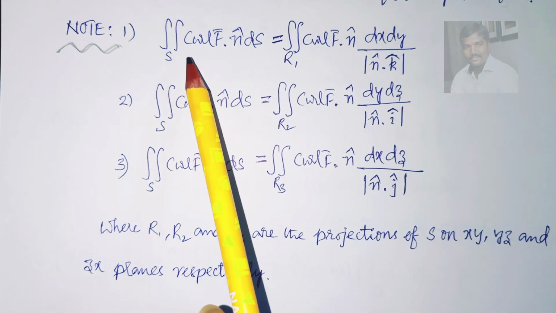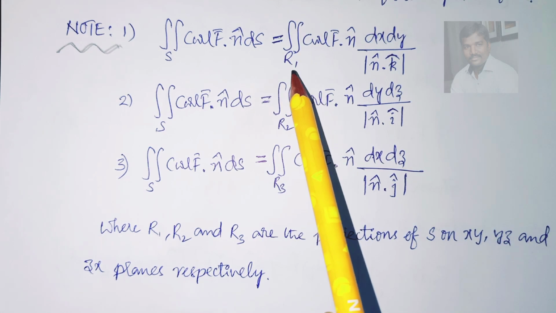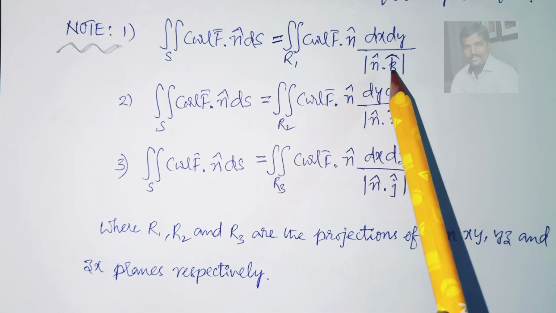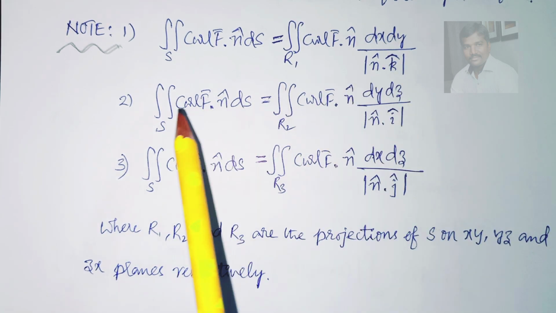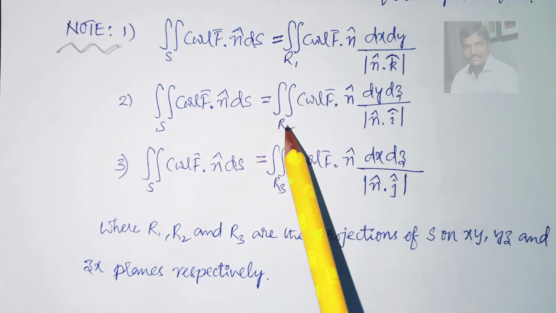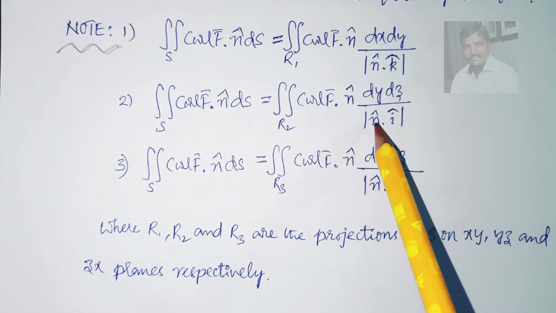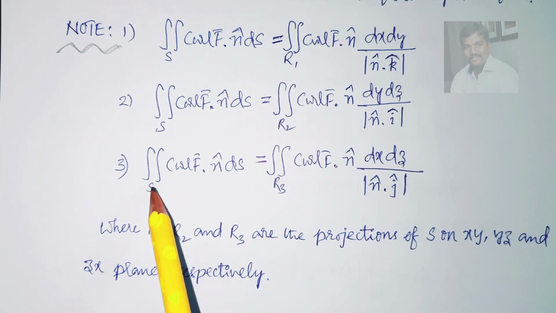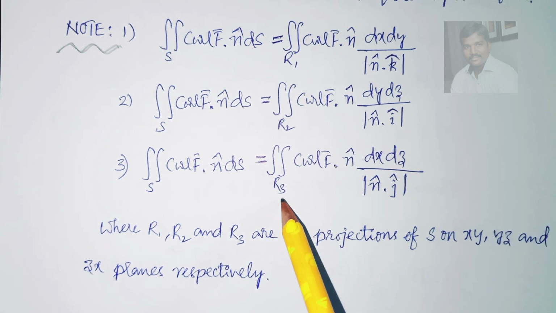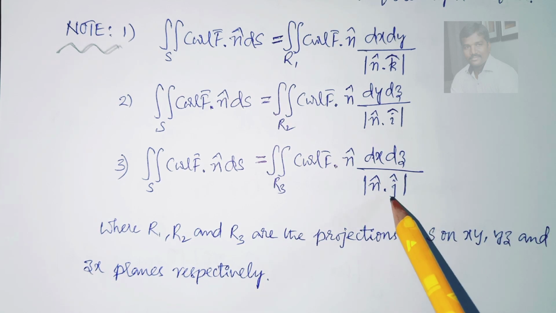We can write the double integral over S of curl F bar dot n cap ds as the double integral over the region R1 of curl F bar dot n cap dx dy by mod n cap dot k cap. The second one: the double integral over S of curl F bar dot n cap ds is equal to the double integral over region R2 of curl F bar dot n cap dy dz by n cap dot i cap. And the third one: it is equal to the double integral over region R3 of curl F bar dot n cap dx dz by mod n cap dot j cap.